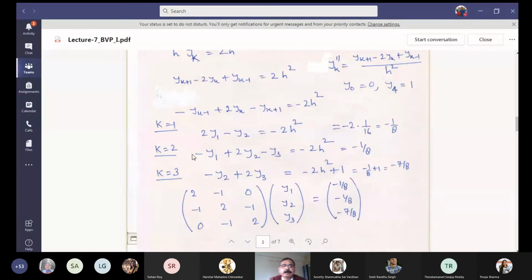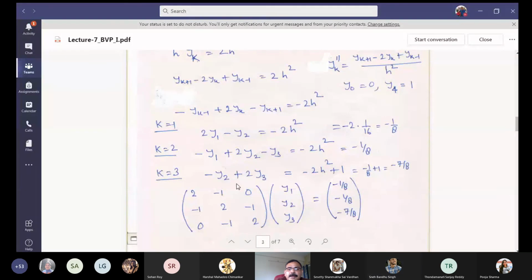1, 2, 3 for k equal to 1, k equal to 2, k equal to 3. k equal to 1 and k equal to 3 you have modified because you had certain values in your hand. These 3 equations can be written in the following matrix form. I have written the vector y1, y2, y3. You see the first equation is 2y1 minus y2 equal to minus 1 by 8. Is that right?